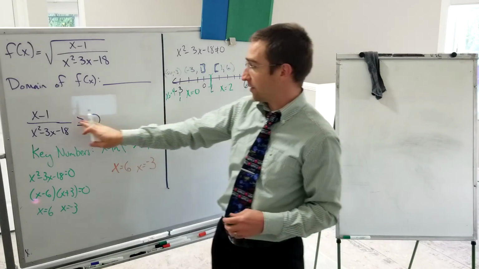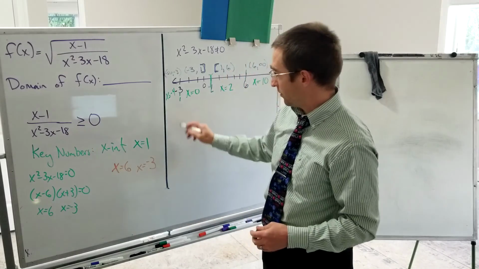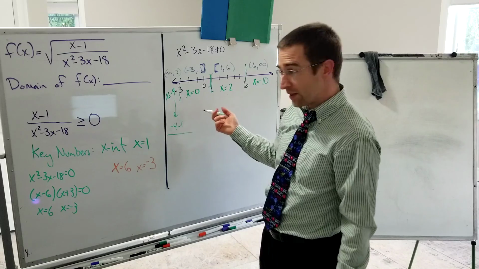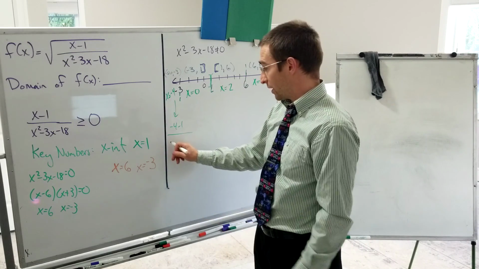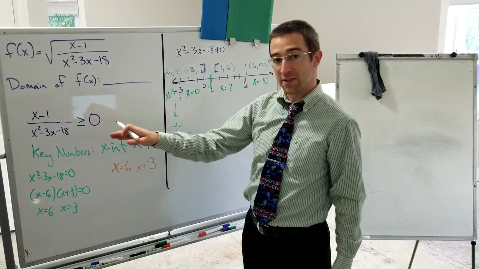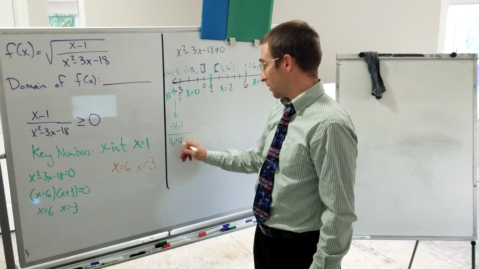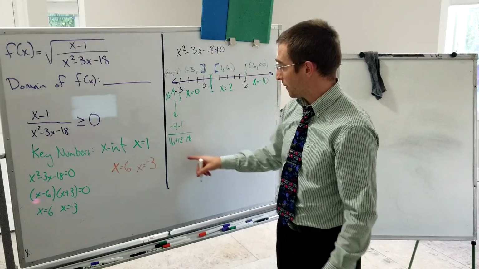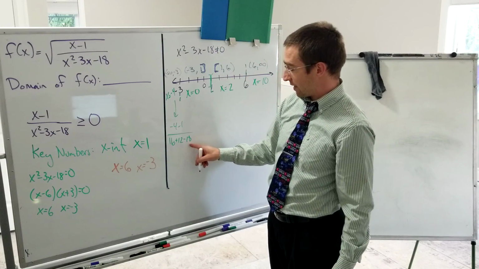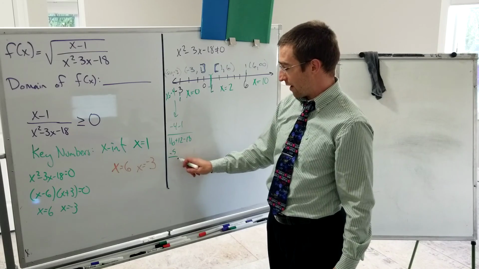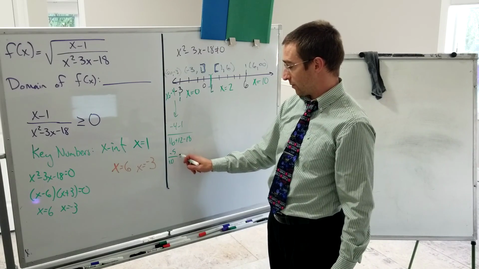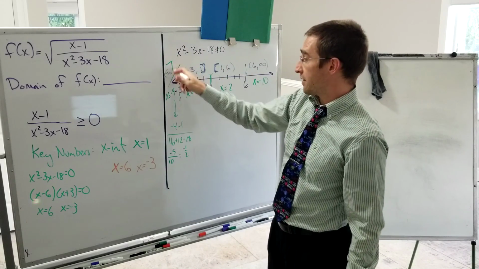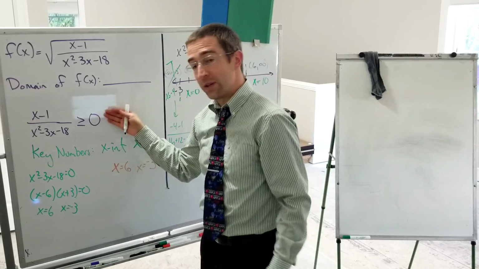Alright, so x equals negative 4 here. If I put that into x minus 1 over, well, I'll just put it into that function, I get negative 4 minus 1. I get negative on the top, and negative 4 squared is 16. Minus 3 times negative 4 is going to be a plus 12. And then minus 18. This gives me 28 minus 18, so it's negative 5 over 10, which is negative 1/2. We are negative here. So we kick out this one, because we want when it's greater than or equal to 0.